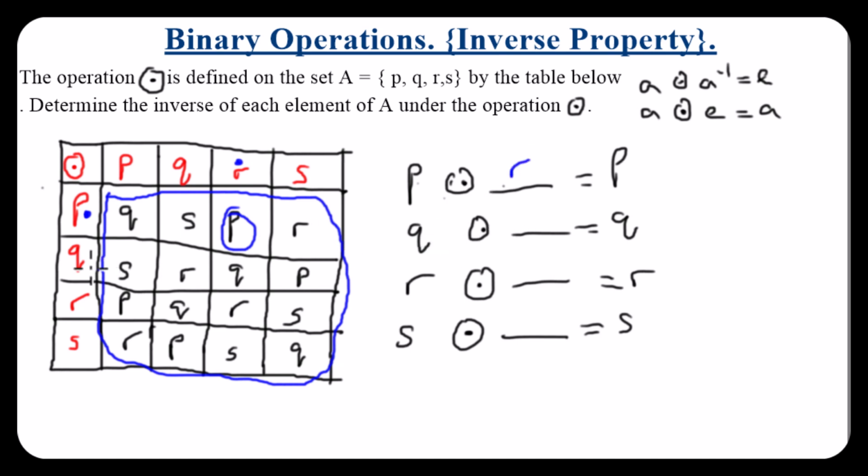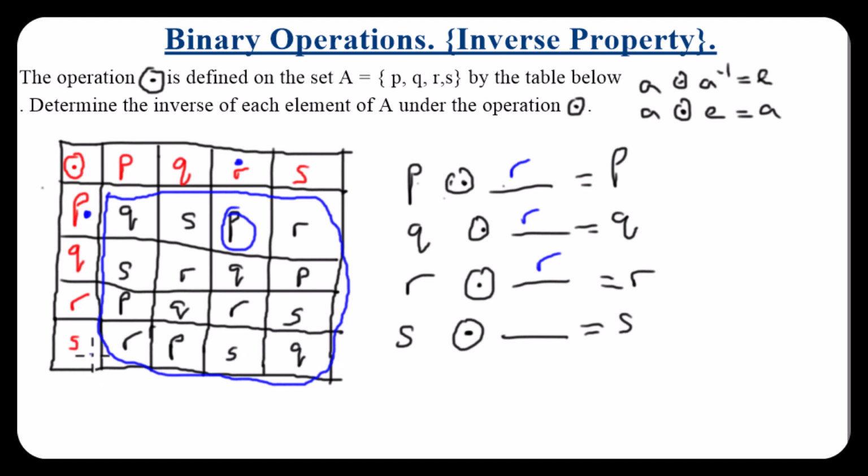Okay, move on to the second one. Q, what am I combining with Q to get me Q? You can see I'm seeing Q here again. So I'm combining Q with R. My identity element for this is also R. What am I combining with R to get R? Again, R dot R to get R. So again, my identity element here is R.